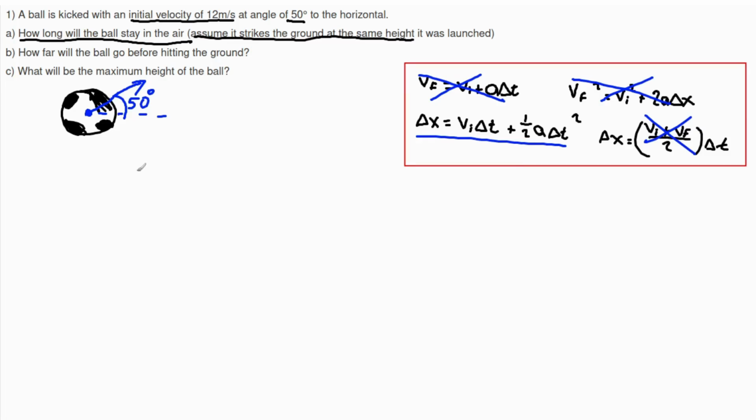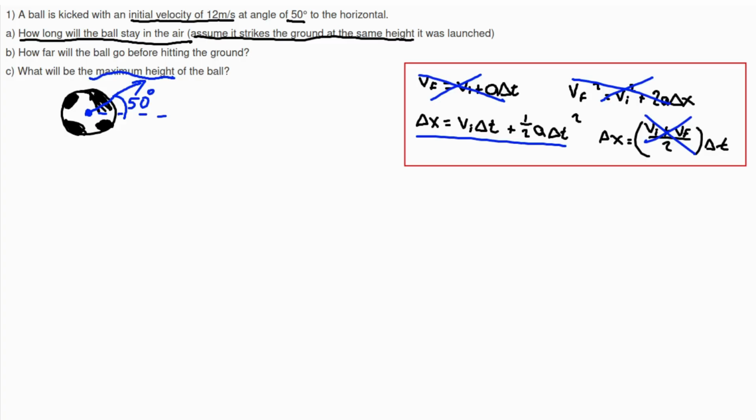Okay, so for this last part, we just want to find the max height of the ball. And this is a problem that trips a lot of students up, and this is why I cleared out the whole board. What I recommend for these is to start anew for the max height, because we're going to treat this a little differently than the other ones.